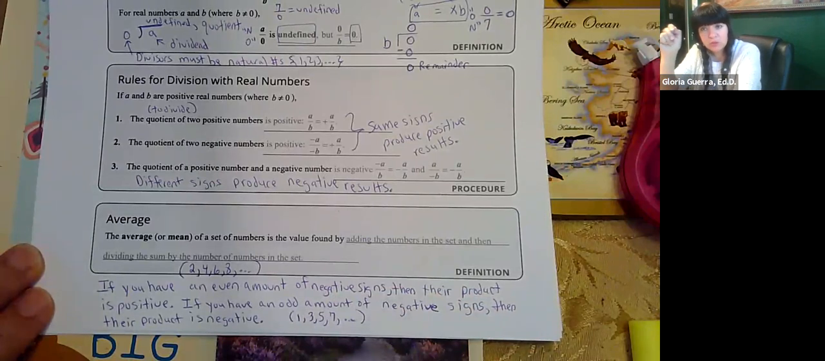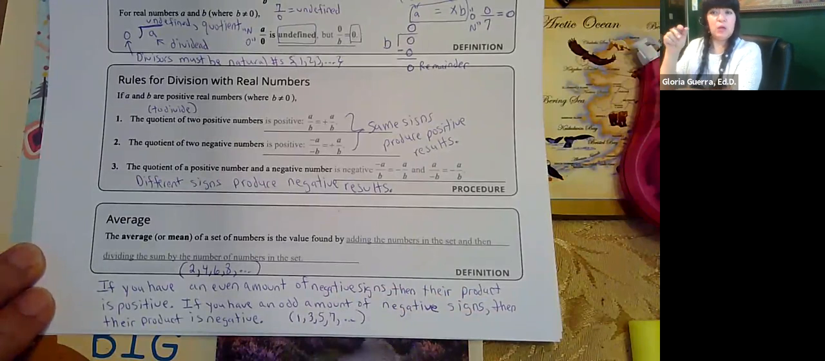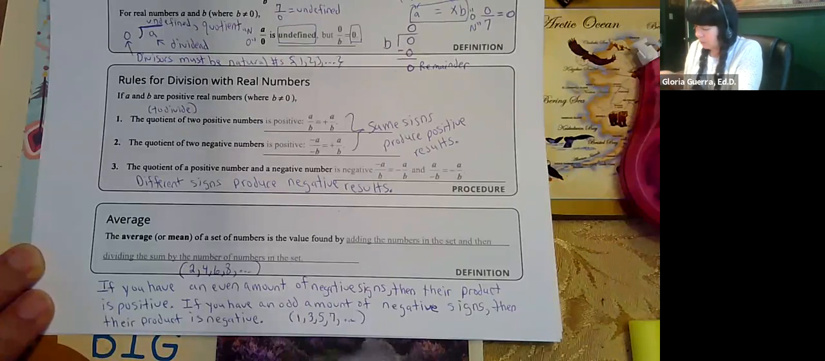So then you just right away put the negative there, and then you just start multiplying two at a time, multiplying the numbers like their absolute values because you already took care of the sign. Okay, so that's what that means.